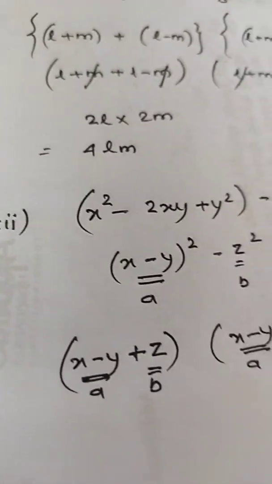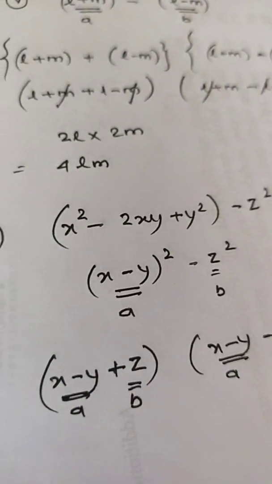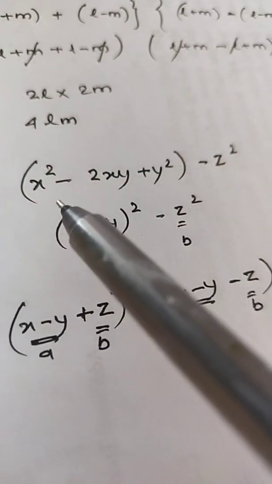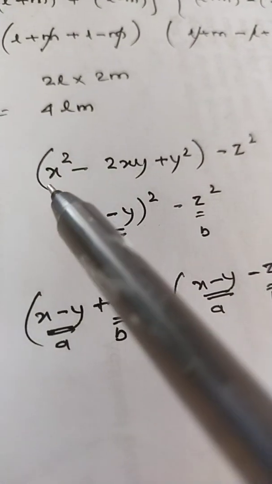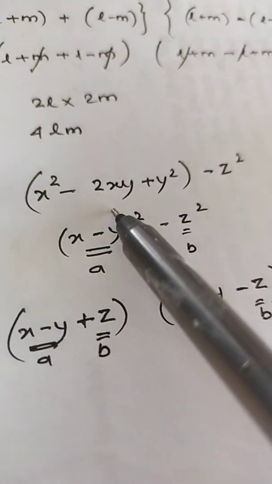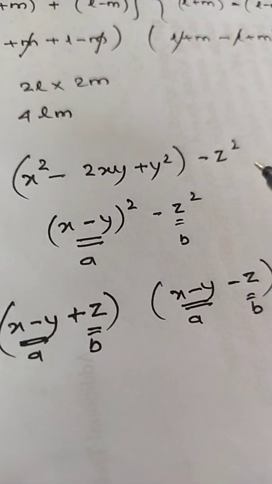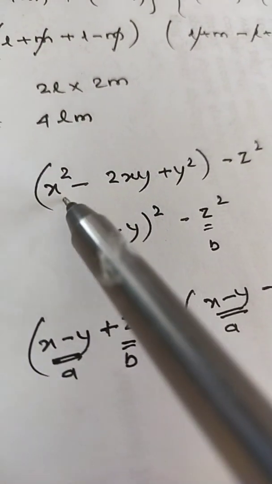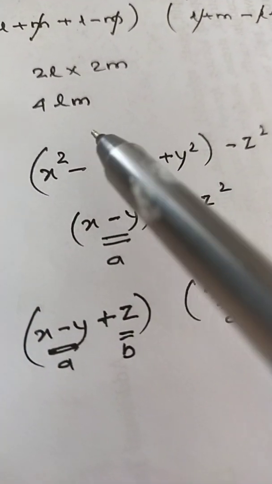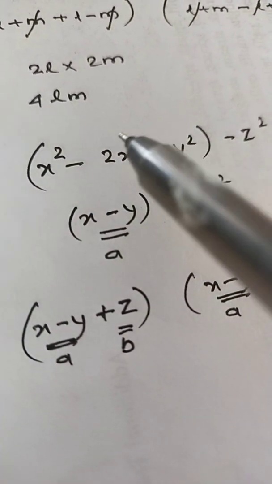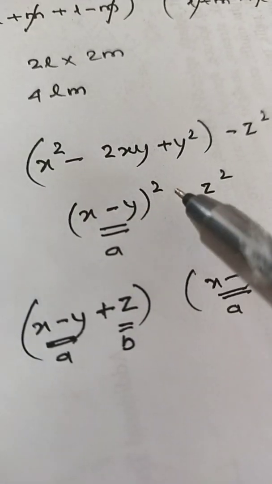So let's see the last sum of question number 2, that is sum number 8. Now you see in sum number 8, no sorry, this is sum number 7. Okay, now sum number 7 we have x square minus 2xy plus y square inside the bracket minus z square. Now this we can convert into the form of identity because it is given in the form of a square minus 2ab plus b square. So we can write x minus y whole square.